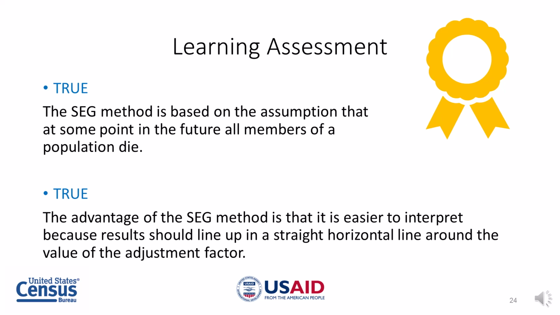Second statement: the advantage of the synthetic extinct generations method is that it is easier to interpret because results should line up in a straight horizontal line around the value of the adjustment factors. This second statement is also true. While in the generalized growth balance we need to interpret the alignment to an orthogonal linear regression, in the synthetic extinct generations method, we assess how close points align to the average depicted by a straight horizontal line.